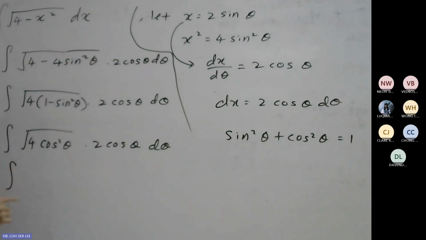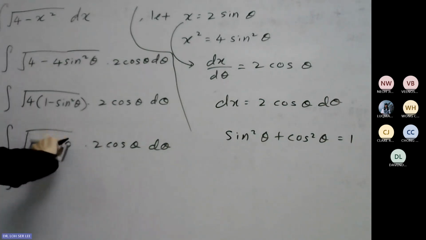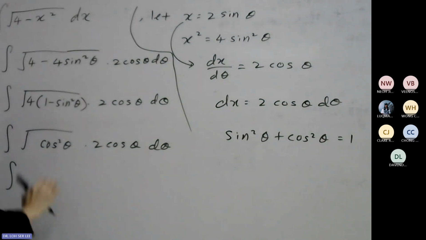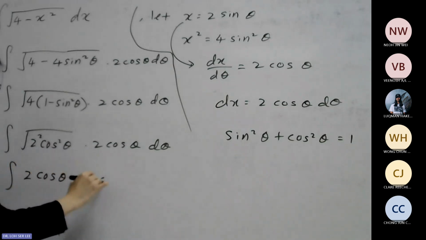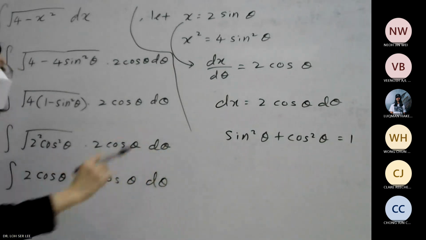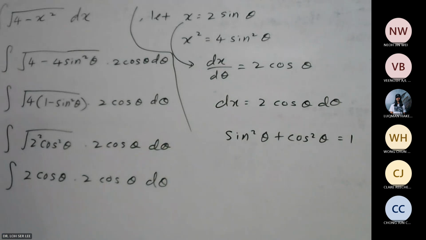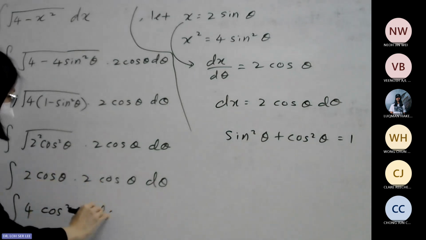Then cancel out: 4 is 2 squared. So this square and this square, we cancel off the square root. So we have 2 cos theta times 2 cos theta d theta. Then 2 times 2, we get a 4, and cos theta times cos theta gives cos squared theta.